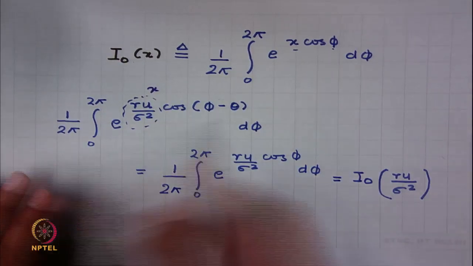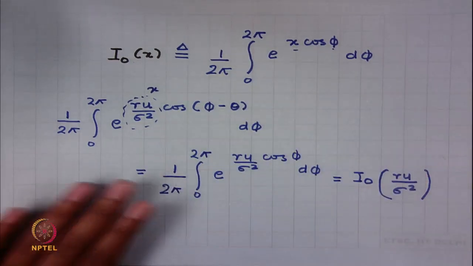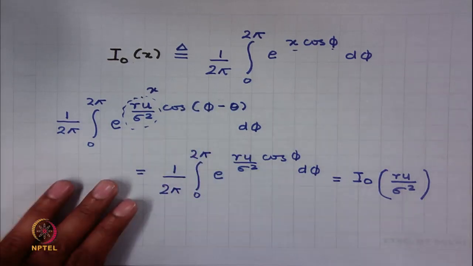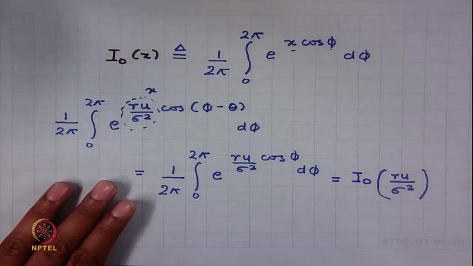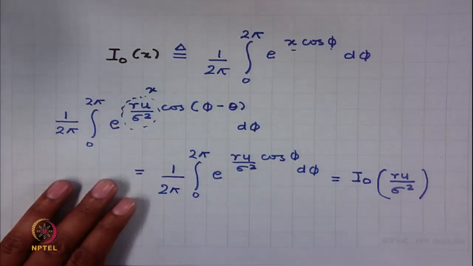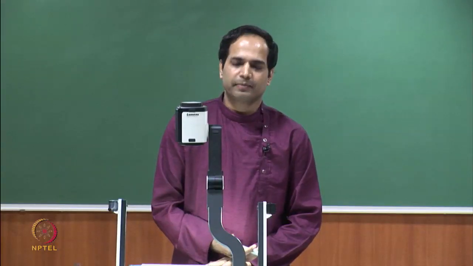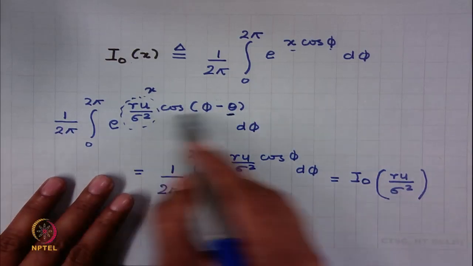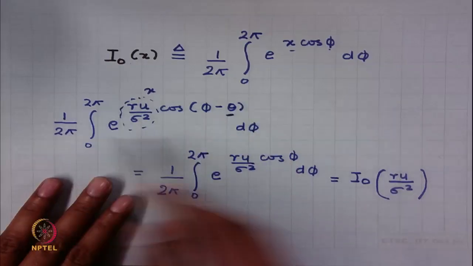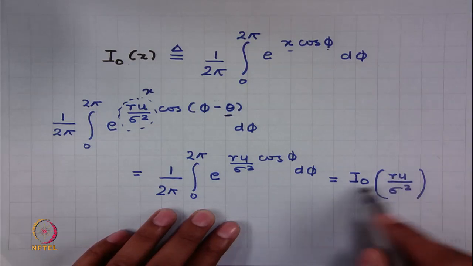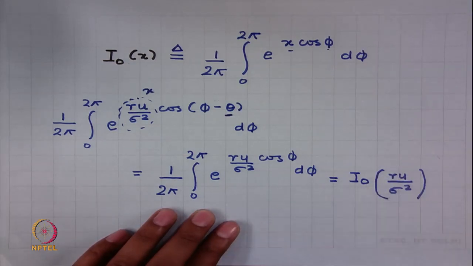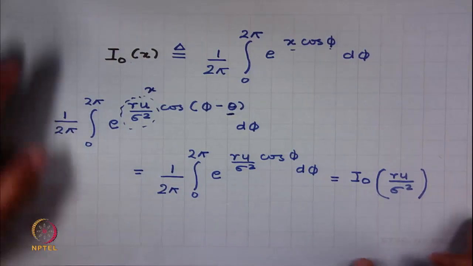What we have here, which is different from this basic definition, is cos of phi minus theta instead of simply cos phi, but that is not a problem because cos is a periodic function, and if you integrate a periodic function over one period, then the initial phase from where you start does not matter. This theta simply shifts the phase of this function, but being a periodic function, the initial phase does not matter if you are carrying out the integration over one time period, is it not? So, this integration is the same as carrying out this integration, and this is simply I naught of u r divided by sigma square. So, do not get confused.